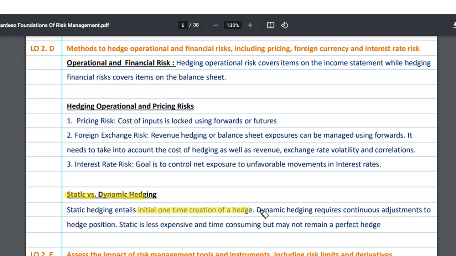But when it comes to dynamic, as the name suggests, we require continuous adjustment to our hedged position. We have to manage our hedging program continuously. So that is why we say that static is less expensive and also less time consuming, but it may not remain a perfect hedge. In order to have a perfect hedge, we need to consider a dynamic program.